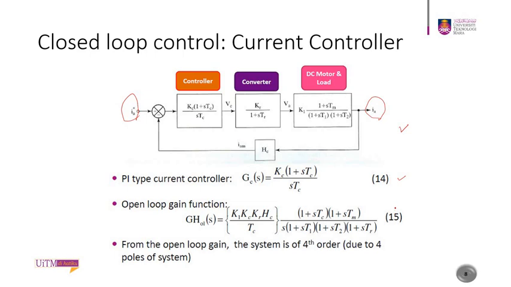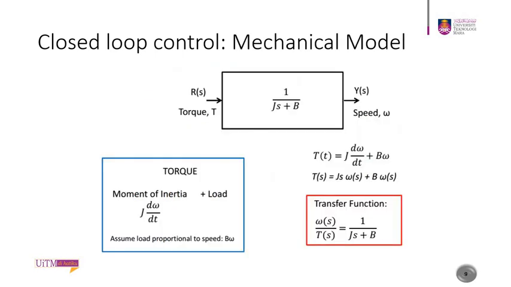Okay, PI type, proportional and integral type. Then you have your open loop gain function. Okay, and this is an open loop gain of the fourth order. So later on we will try to reduce it into the second order.